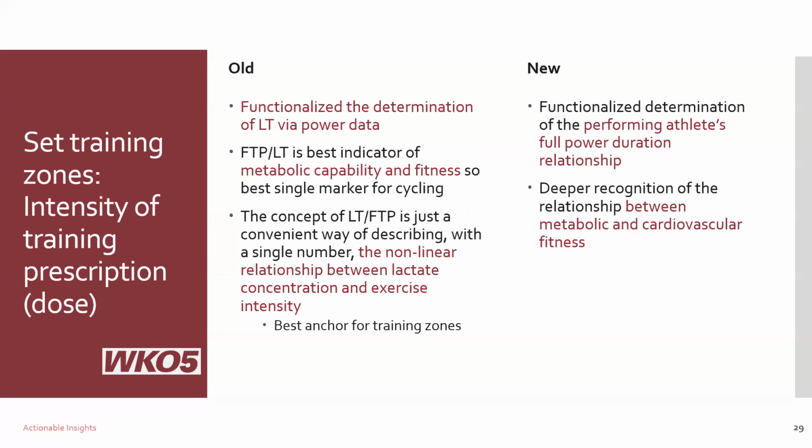as the intensity of training and prescription, the dose, the old system was just that, right? It functionalized the determination of LT, I should put 2 in there. This is going to end up on the internet and everybody's going to tell me there's more than one threshold. So, LT2 via power data. We knew how to estimate it. We also knew that FTP and LT is the best indicator of metabolic capability and fitness. So it's one of the best single markers for cycling.